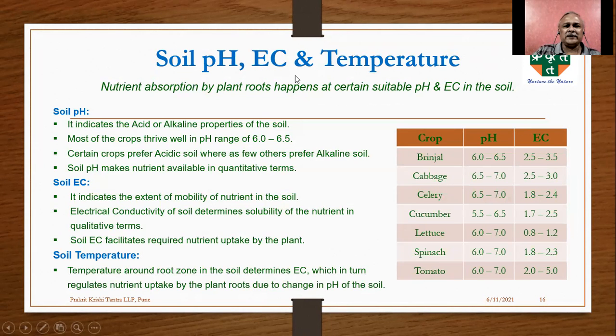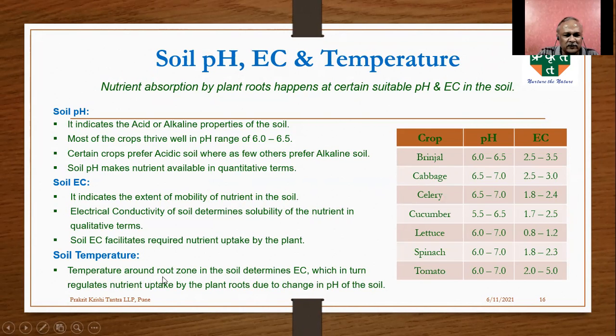So soil pH, EC, and temperature, I told you, are important. Nutrient absorption by the plant root happens at a certain suitable pH and EC range in the soil. Soil pH indicates the acidic or alkaline properties of the soil. Already the ideal condition is 6 to 6.5. A wider range is up to 7.5 actually. Certain crops prefer acidic or alkaline soil. I've already explained what pH does. So I'll come to the temperature directly.